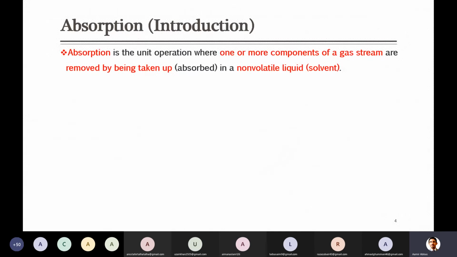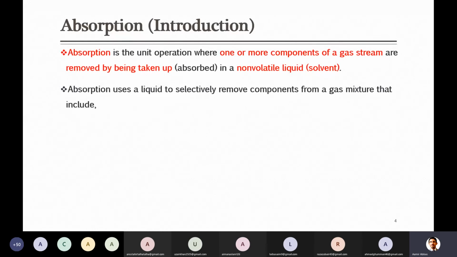It should not be easily converted to vapor, because if it is, it will cause two problems. One, it will become part of the gas stream which we were supposed to clean, and we will just contaminate it further. At the same time, if it is volatile, you will be losing liquid. That means you have to bring more liquid every time, in the form of makeup, because if it is volatile it will be lost with the gas stream. So due to these reasons it should be non-volatile.